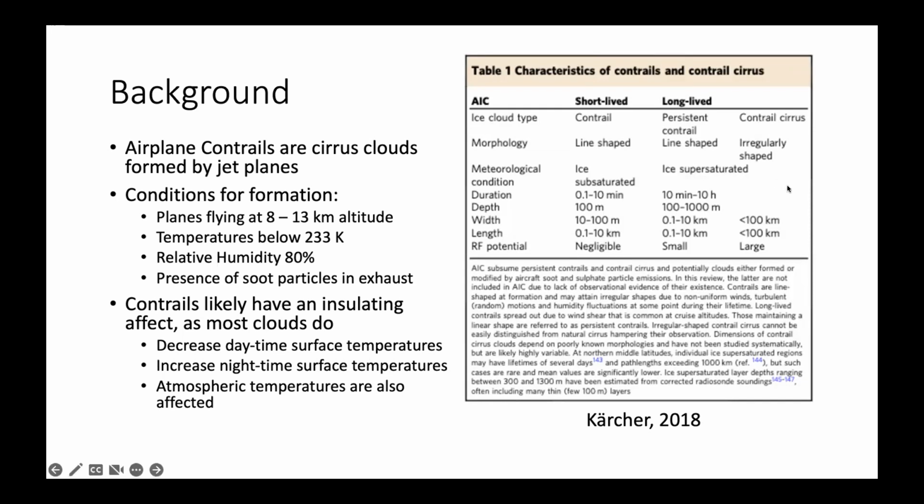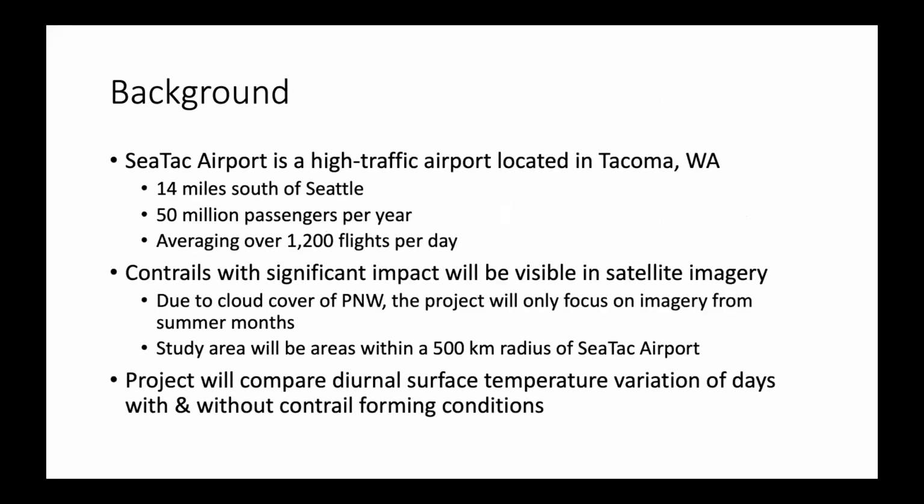And then we have this little table to the right that gives a little bit more detail on the conditions for formation. And then there's certain types of contrails depending on their shape and their duration. And then other studies have found that contrails have an insulating effect, as most clouds do. So they'll decrease daytime surface temperatures and increase nighttime surface temperatures. But beyond the surface temperatures, the temperature in the atmosphere below the contrails is affected as well, not just the surface, but that data is much less accessible. So I won't be looking at that, unfortunately.